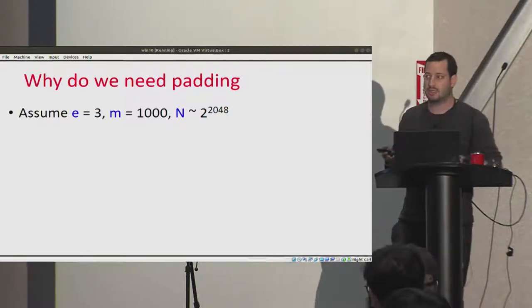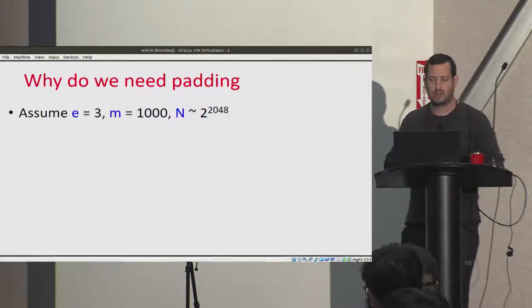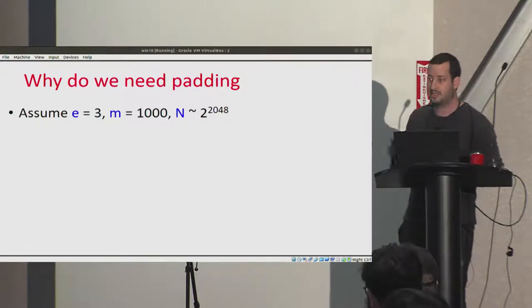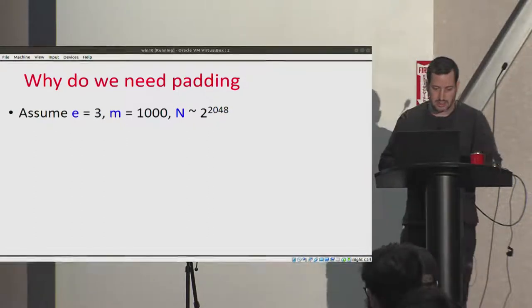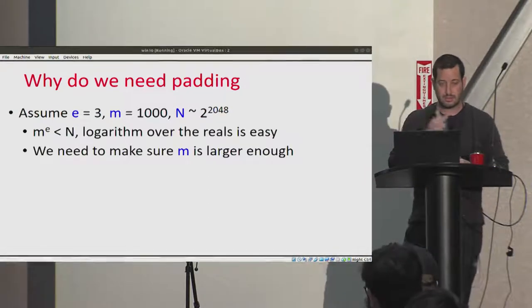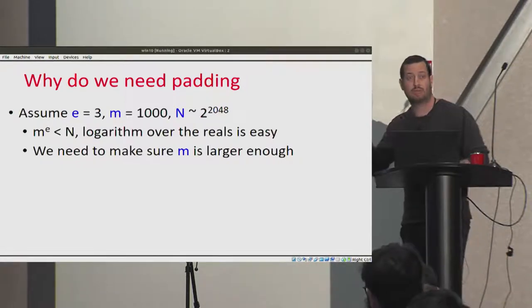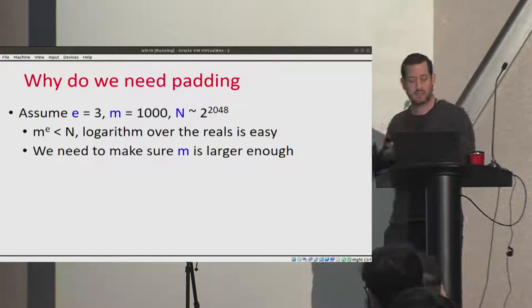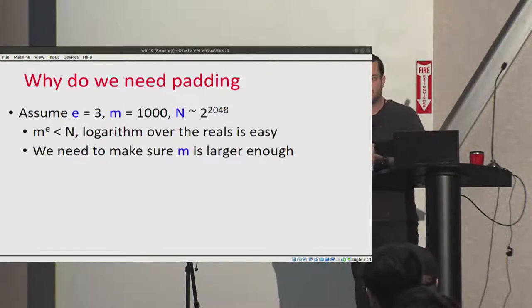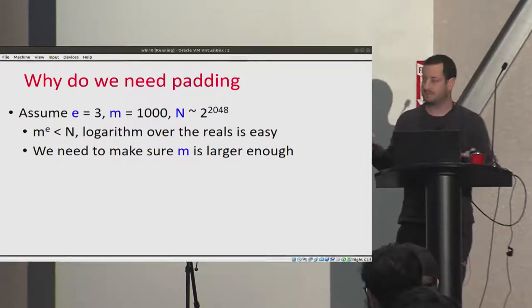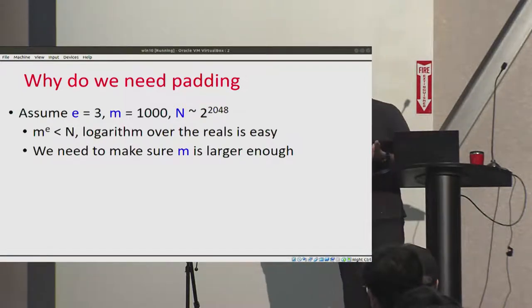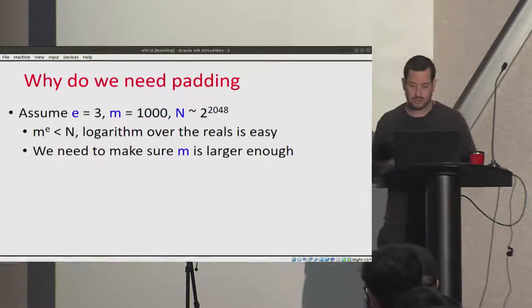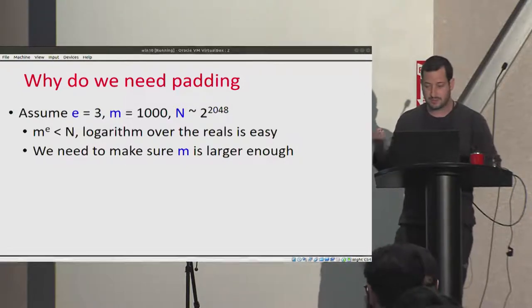And we want to be secure, and today the standard is something around 2048-bit RSA keys. So we have generated a very secure RSA modulus. Okay, but we have this problem where if we take 1,000 raised to the power of 3, it's still much smaller than the modulus, and calculating the cube root of this value over the reals is not very complicated. So we need to make sure that M, the number that we encrypt, is large enough so that it will actually go over the value of the modulus.